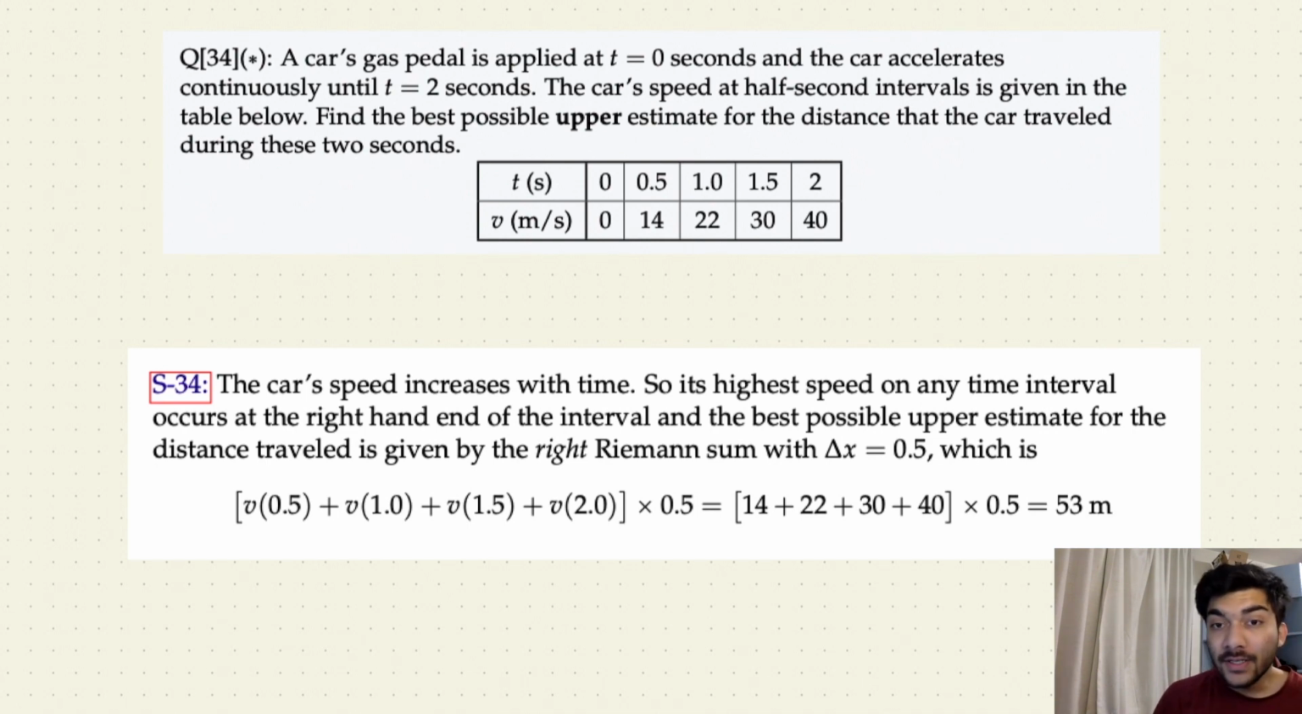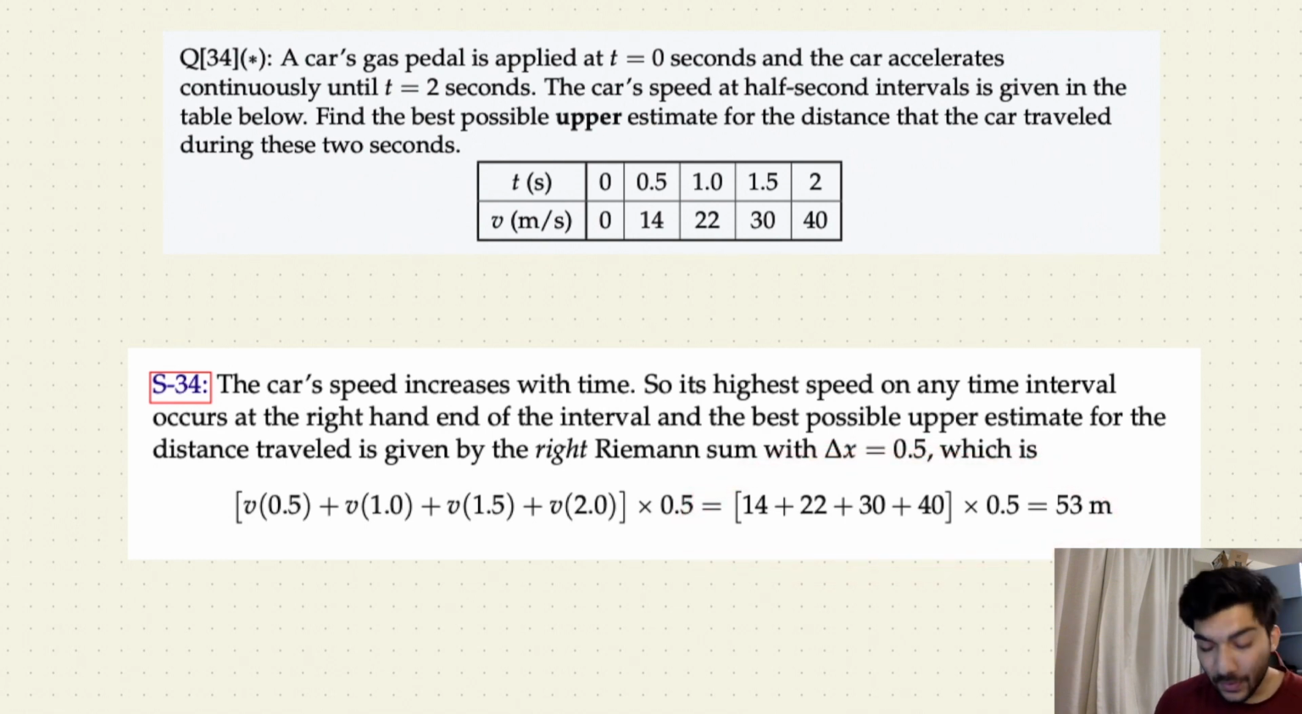This question can also be extended to calculate the best possible lower estimate for the distance traveled, and I'm sure it would be very easy for you to calculate the best possible lower estimate in this case. If you want to calculate the best possible lower estimate in this case, you'll basically take the sum of your first 4 velocity values and multiply it by 0.5, and the final solution would be your best possible lower estimate.